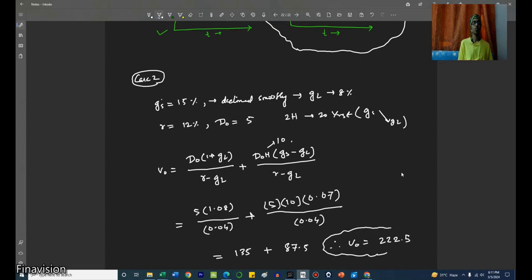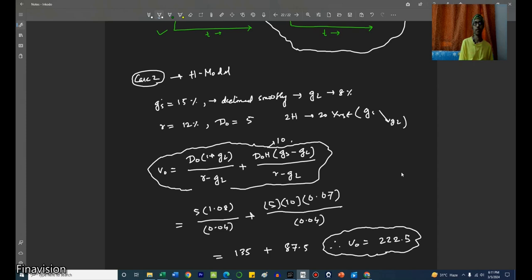In a scenario where the rate is declining smoothly over a period of 20 years from 15% to 8% with a required rate of 12% and an initial dividend of $5, we use the H model. This is the expression for the H model, right? By using this, we calculate the two-stage valuation in case of a smoothly declining growth rate, and the value comes to V0 is equal to 222.5.